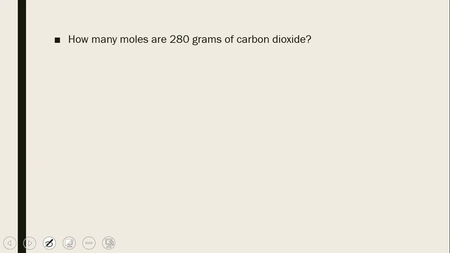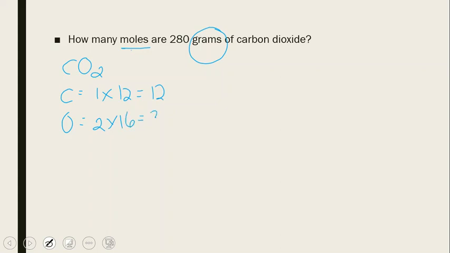Other example, this is by the contrary. There are moles and my data are grams, but again, if I have grams or ask for grams, I need to calculate the molar mass. Carbon dioxide. First of all, check that you are writing the formula correctly. Carbon and oxygen, 1 and 2. Atomic mass, carbon is 12, oxygen 16, times 2 is 32. So the molar mass is 44 grams per mole.